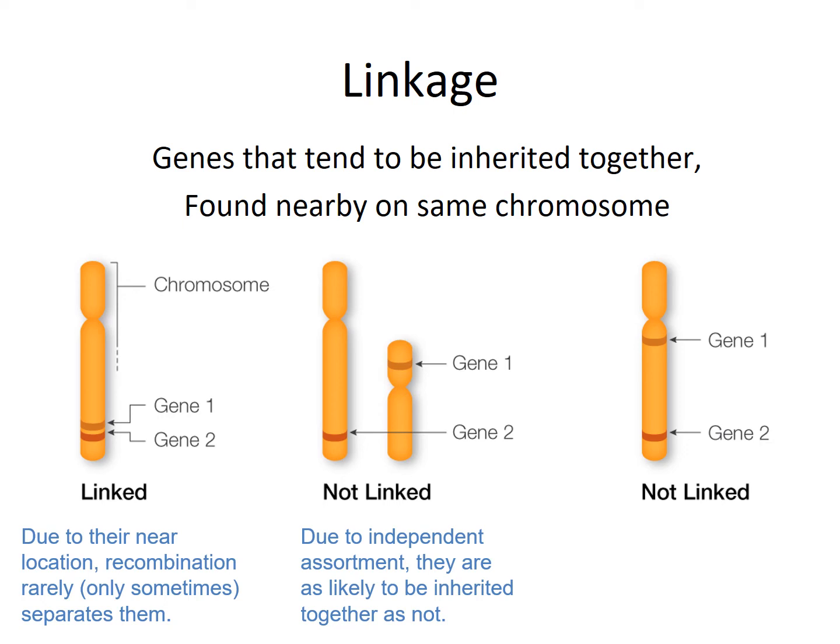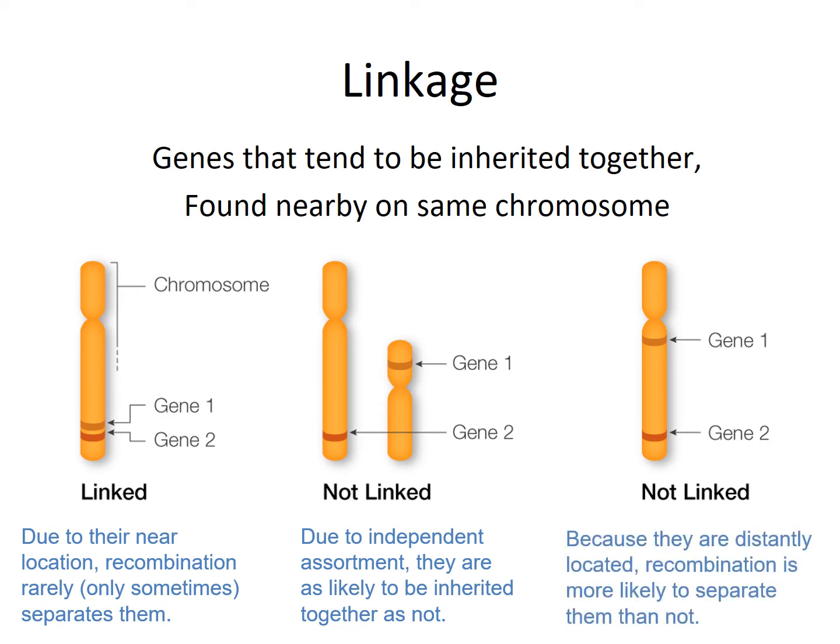In this scenario on the right, these genes are located on the same chromosome, but because they are so distantly located from one another, recombination is very likely to separate them during prophase 1 of meiosis, when your homologous chromosomes from mom and dad get together and swap genetic information, swap DNA. And so because of this recombination likelihood, these genes are more likely to separate than not and make it into different gametes.